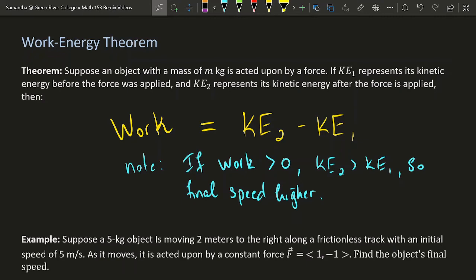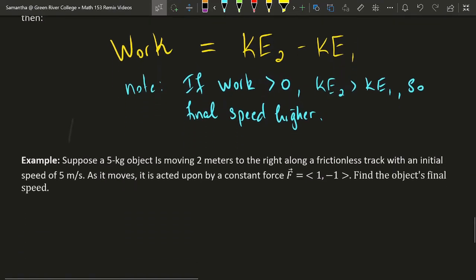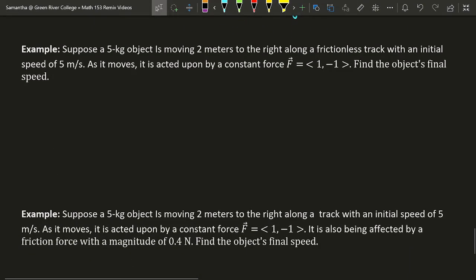Let's put this theorem to work in the following couple of examples. In this example, we have an object with a mass of 5 kilograms, which is moving 2 meters to the right along a frictionless track. And let's suppose the initial speed of this object is 5 meters per second. As it moves, it's acted upon by this force represented by the vector 1, negative 1. So let's try and figure out the object's final speed.